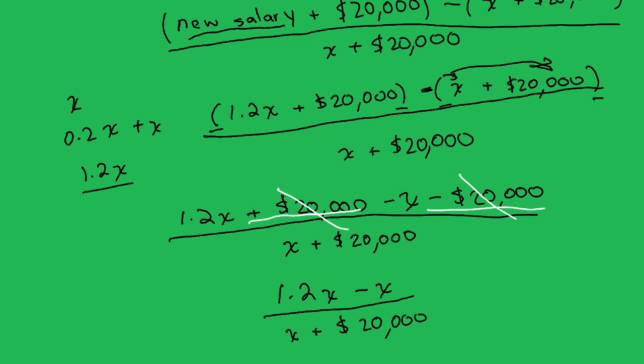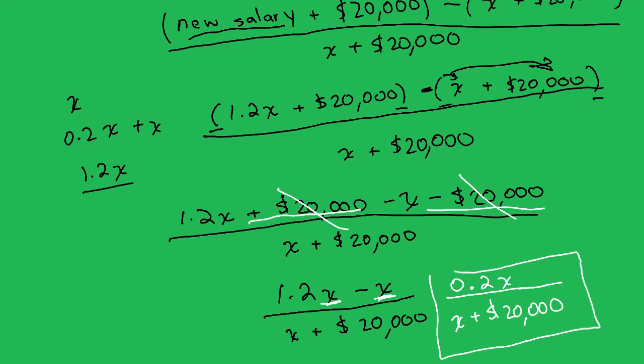Okay, so that leaves us with two like terms here, the x terms. If we want to combine those like terms to simplify this, we just add together the coefficients and multiply by x. So the coefficients are 1.2 and -1. So 1.2 minus 1 is 0.2, and we multiply that by x. So 1.2x minus x is 0.2x, and then we keep the denominator the same. So that is our final simplified expression: 0.2x over x plus $20,000.